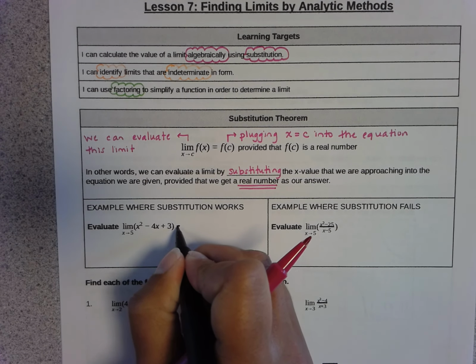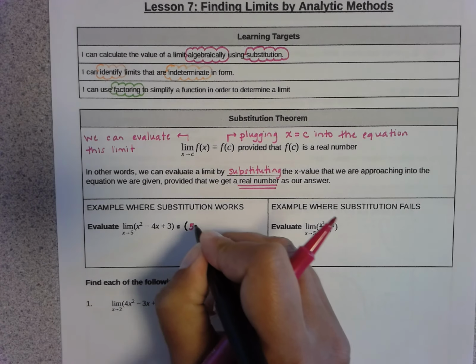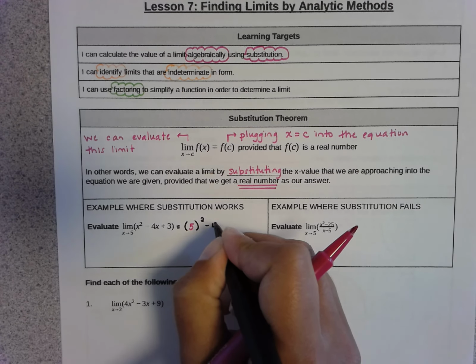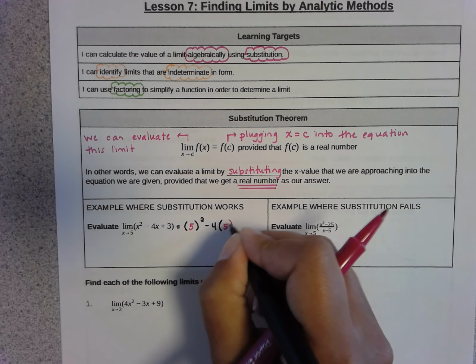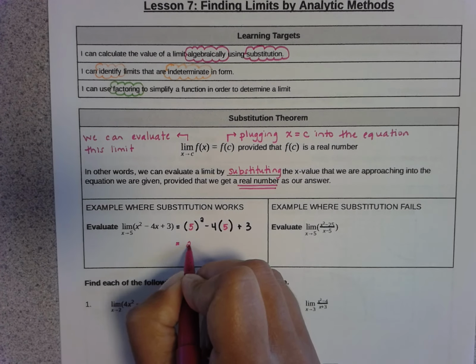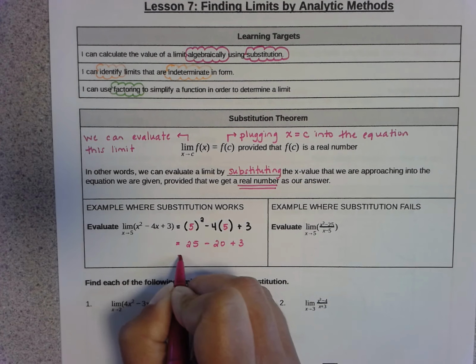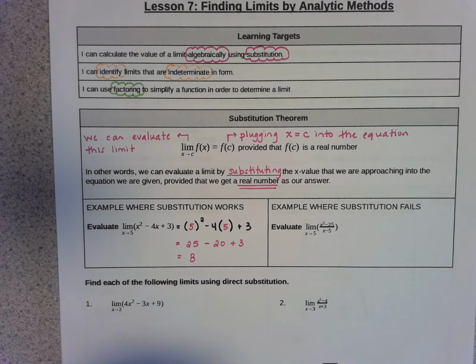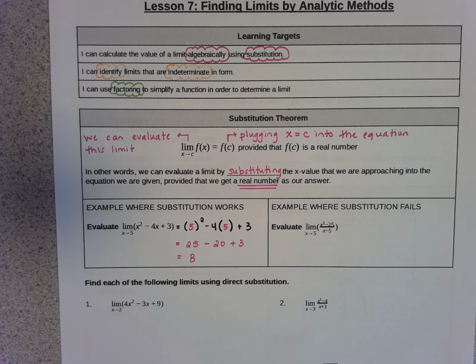So when we do that, what we get is 5 squared minus 4 times 5 plus 3. Now, 5 squared is 25, minus 4 times 5 is 20, plus 3, which gives me 5 plus 3, which is 8. So the value of the limit, in other words, as x approaches 5 on this graph, the y value will be getting closer to 8.